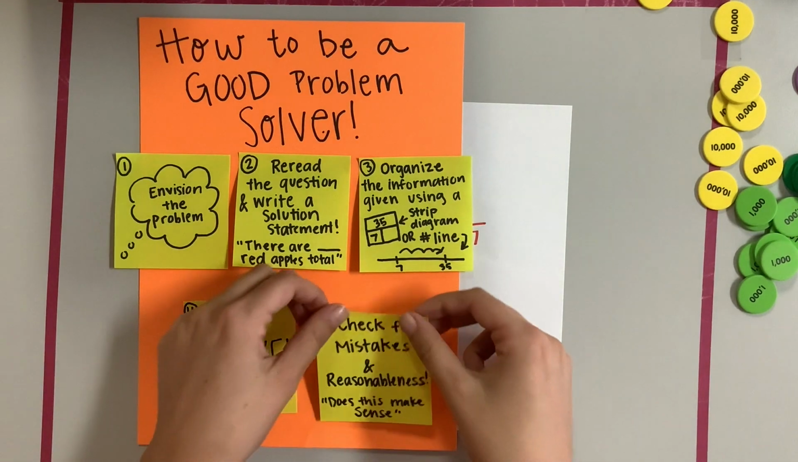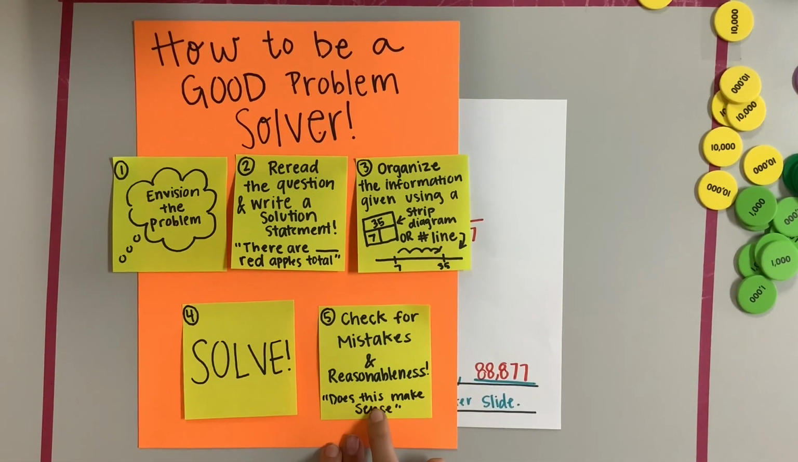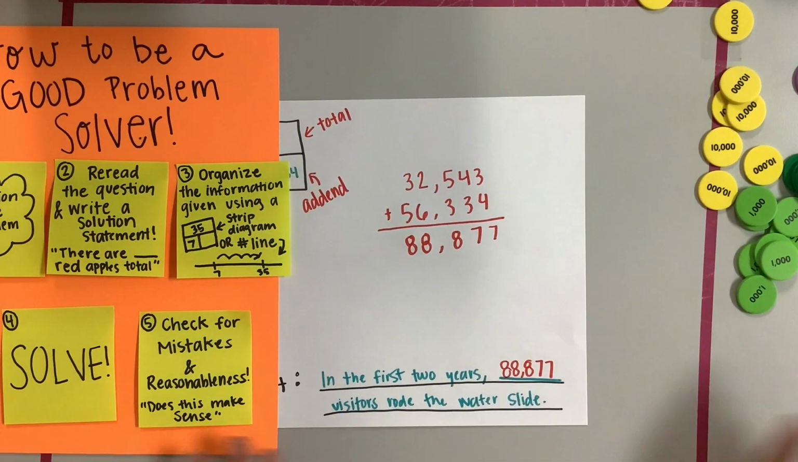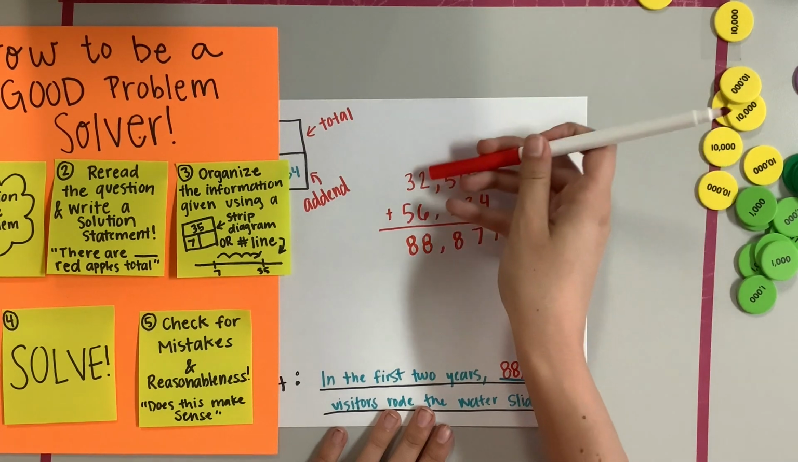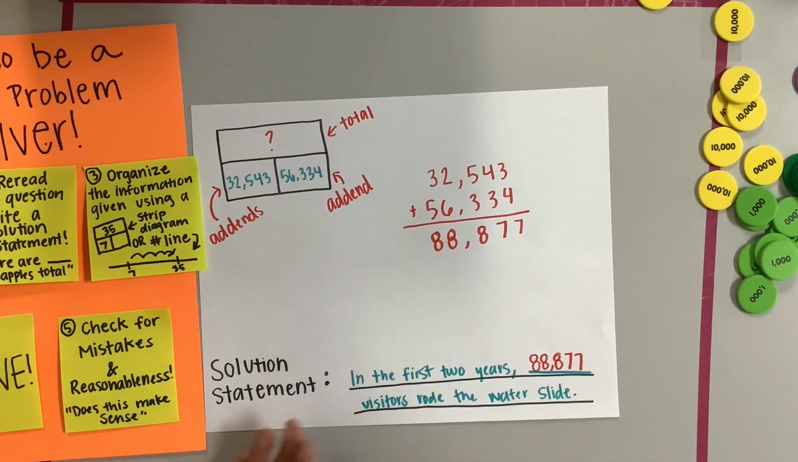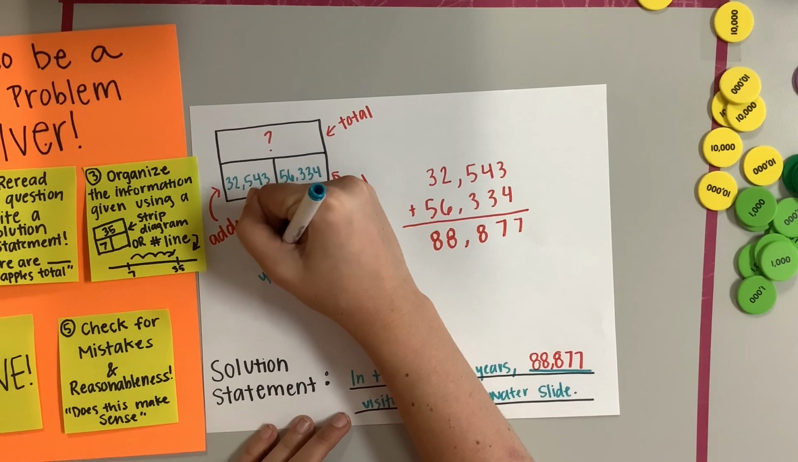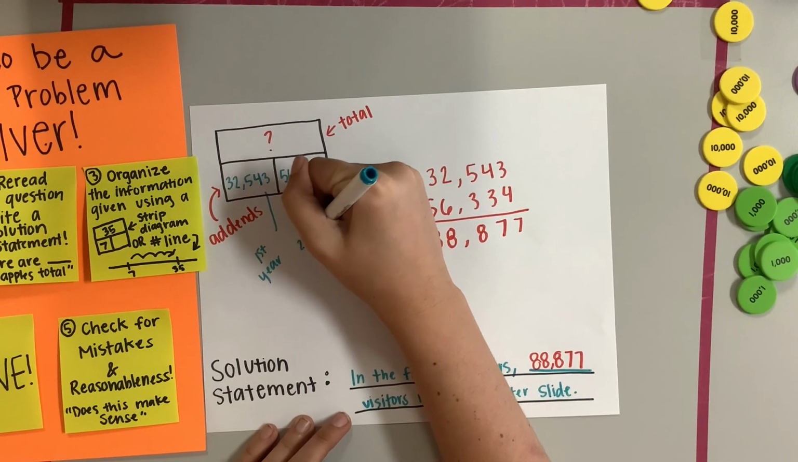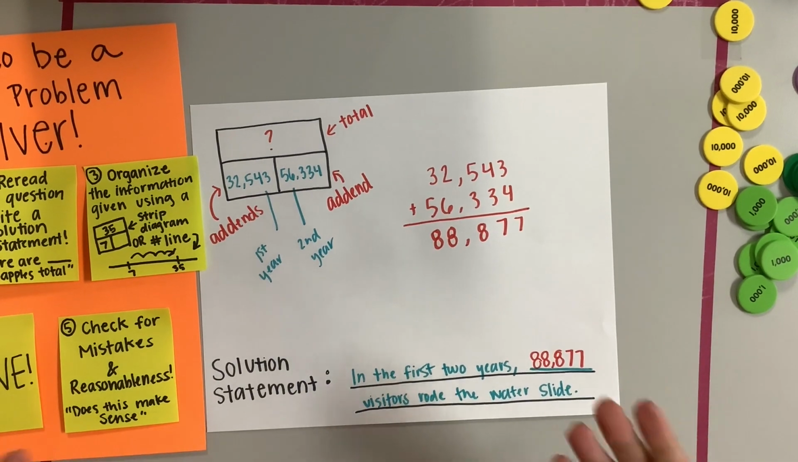We have one more step to being a good problem solver. We needed to check for mistakes and reasonableness. We need to ask ourselves, does this make sense? Now, when I go back and check my answer, I'm gonna check and make sure I added all these numbers correctly. And then I'm gonna think, it wanted me to add this first year together with this second year to see what the total visitors had rode this water slide.